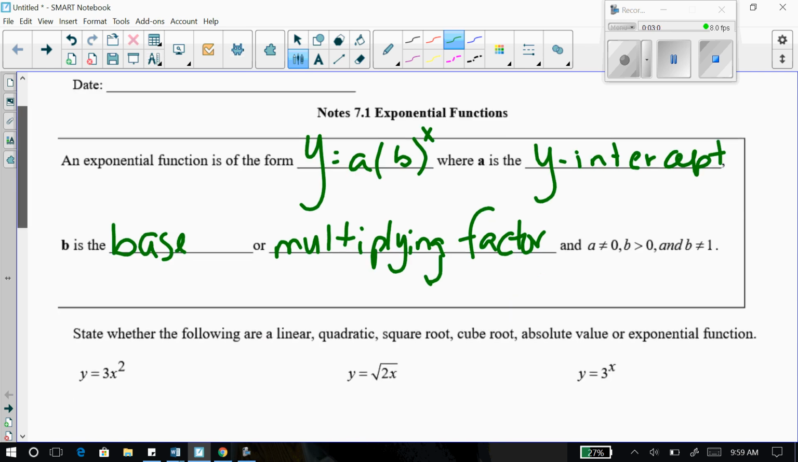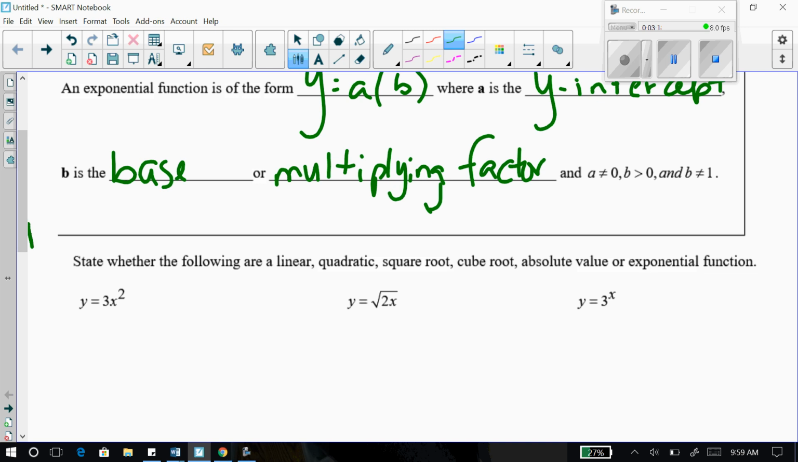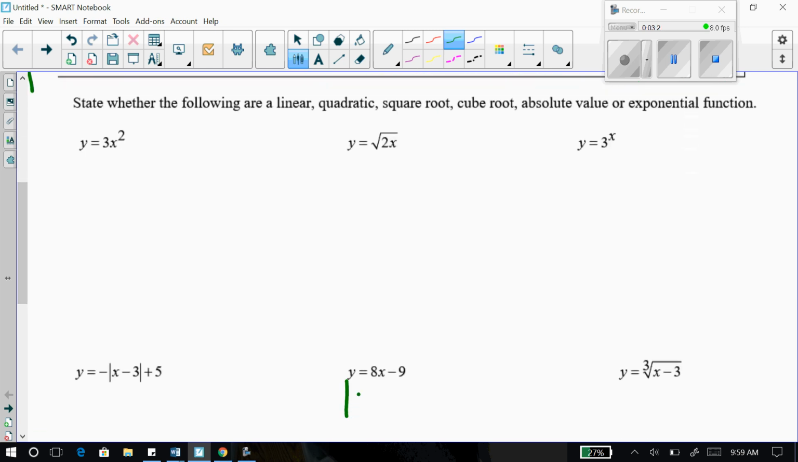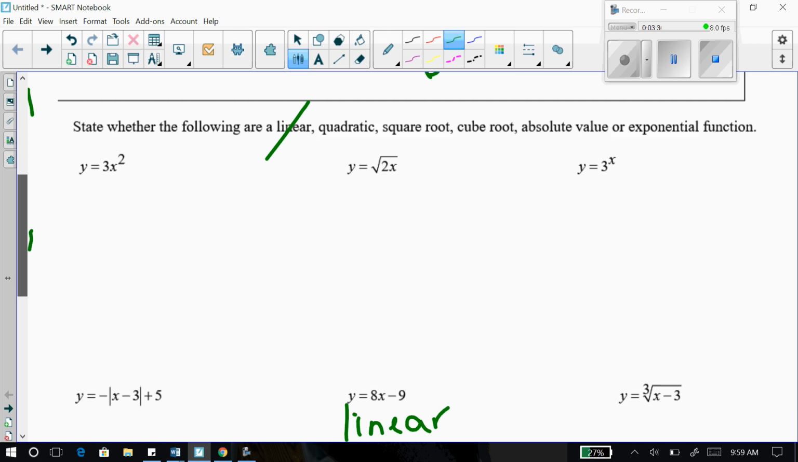Okay. So let's review some of these. Let's see if the following are linear, quadratic, square roots, cube roots, absolute value functions, or exponential functions. So let's start with linear. That was the first kind of equation that we solved. Linear is something like this. You just have an x. Quadratic, if you remember, is something to the x squared. So this would be our quadratic.